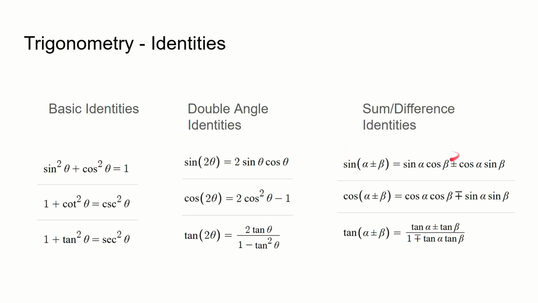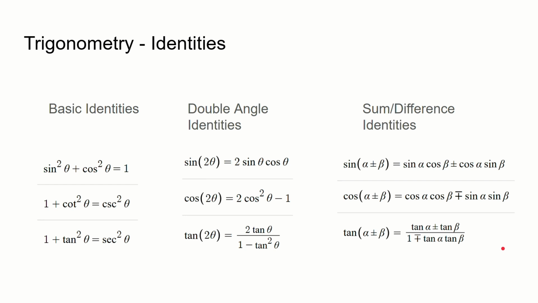So there's one for sine, where this plus would transfer over. So sine of alpha plus beta is equal to sine of alpha cosine of beta plus cosine of alpha sine of beta. But if this was minus, this would also be a minus. But for cosine, the signs are actually switched. So if this is a plus, then this would need to be a minus. If this was minus, this would need to be a plus. And tangent also has one, where one of these is the same, and then the one in the denominator is actually the opposite.